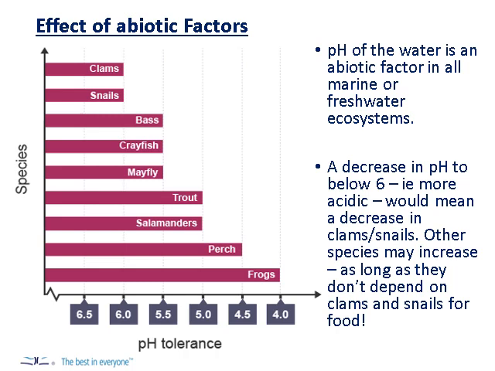So what you can see is that frogs thrive in a lower pH, so a pH of 4. And you can tell that clams, for example, thrive more at a pH of 6.5. So a decrease in pH to below 6, so more acidic, would mean that the clams and snails decrease. Other species may increase as long as they don't depend on those clams and snails for food. So if your frogs depend on snails for food, for example, then they would decrease as well because the snails have died because of the pH level.